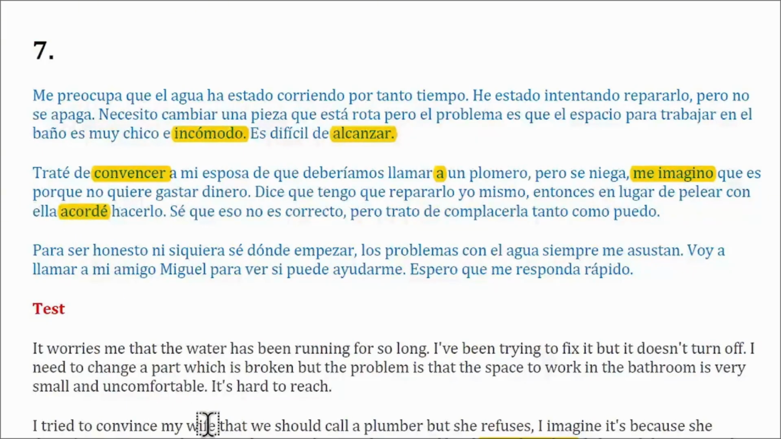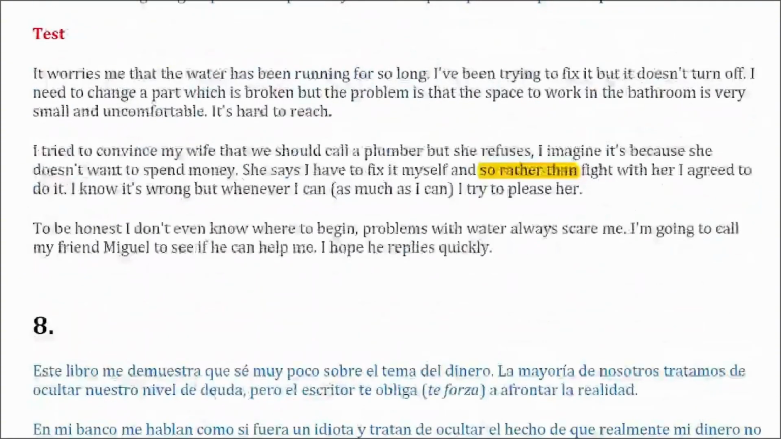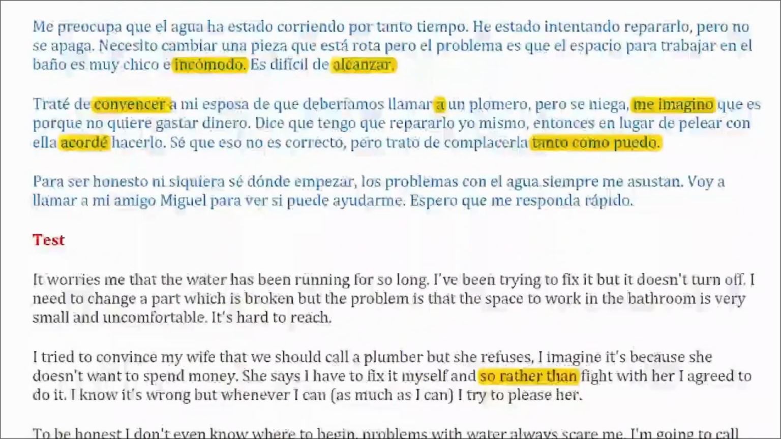Sé que no es correcto, pero trato de complacerla tanto como puedo. Tanto como puedo is as much as I can. So that's a nice piece of glue. Tanto como puedo. And we have a little bit of difference there between the English, because it says, I agreed to do it. I know it's wrong, but whenever I can, I try to please her. So it's just a rearrangement there, with the Spanish saying, I know that it's not correct, but I try to please her as much as I can. Pero trato de complacerla tanto como puedo.